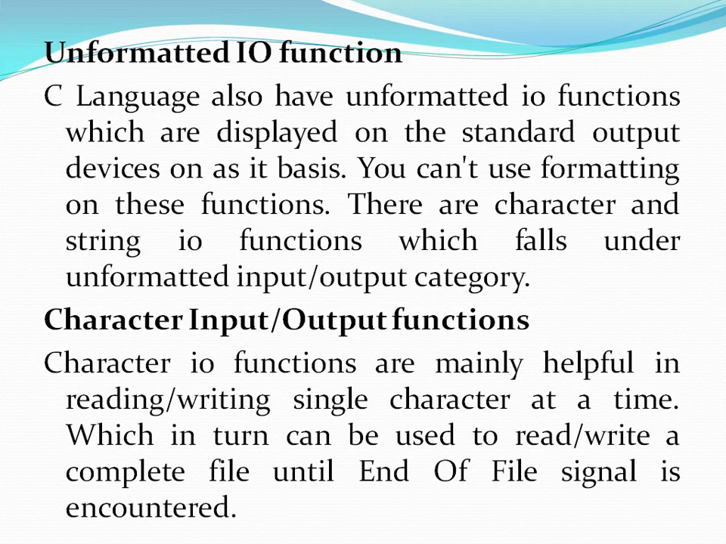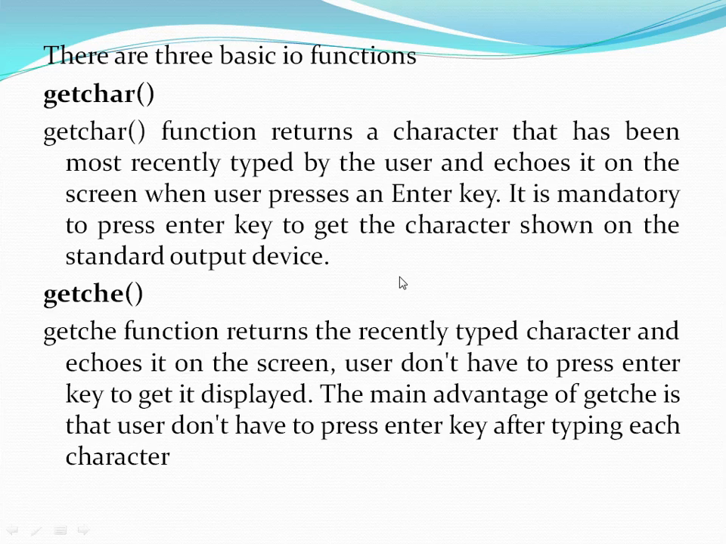Next comes unformatted IO functions. C language also has unformatted IO functions. We can say we cannot format them as we want. It will just display the output as it is, on as it is basis. So unformatted functions can be character functions, or they can be string functions. The characters have three basic IO functions.